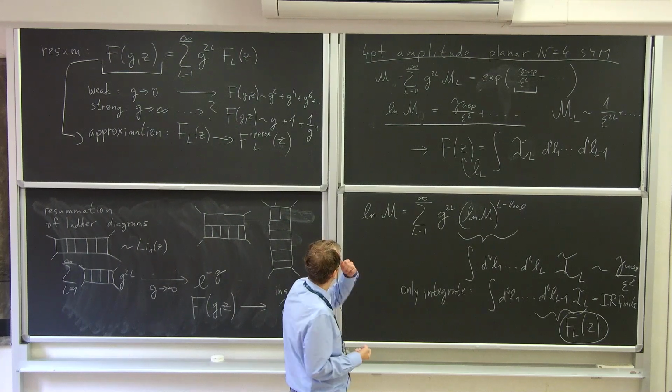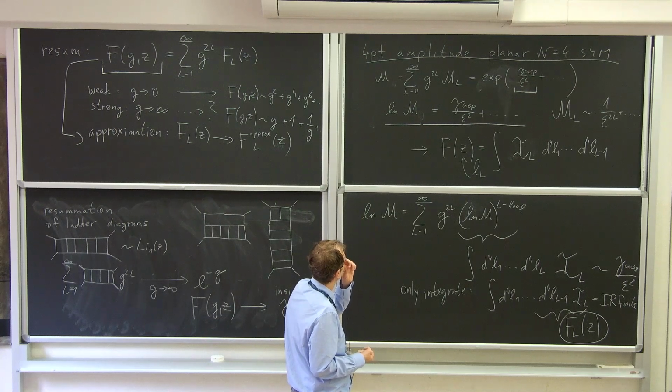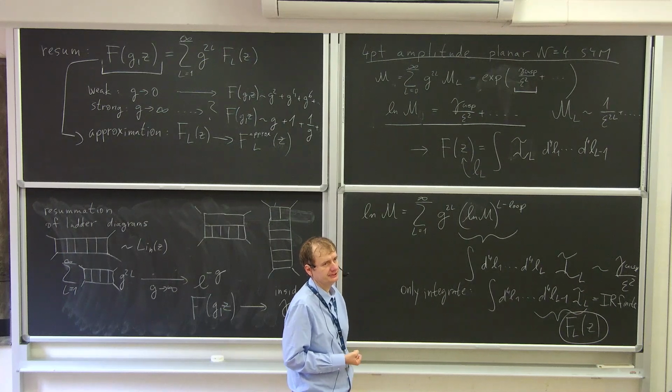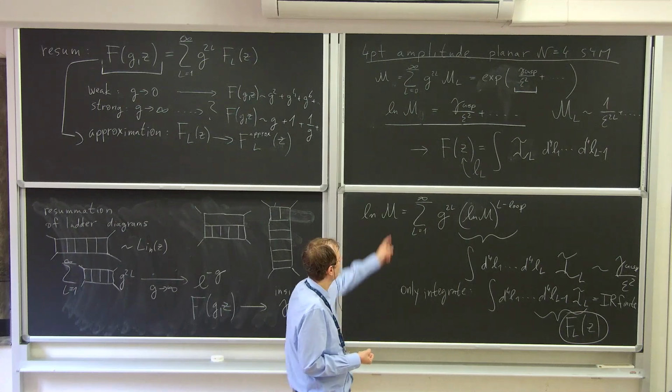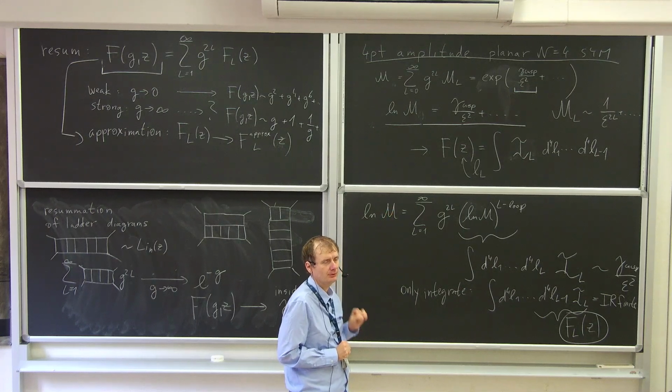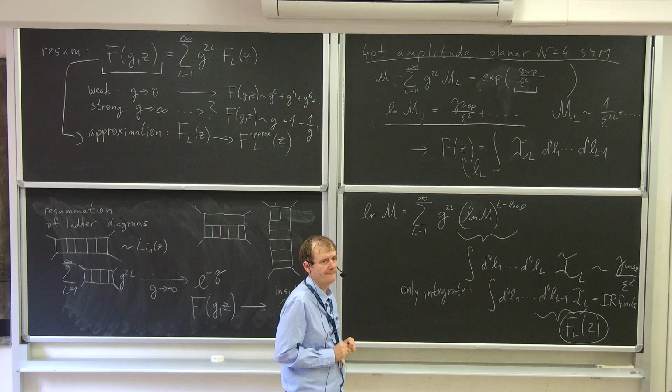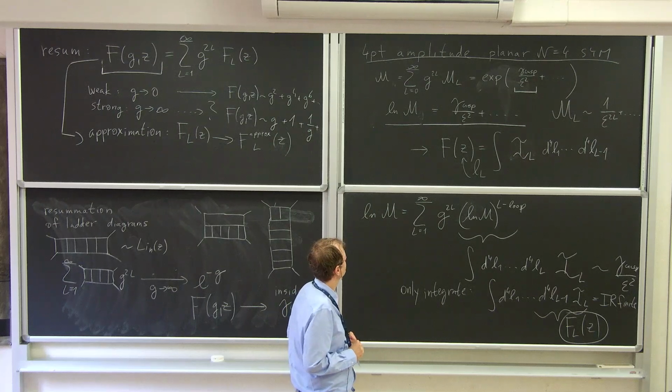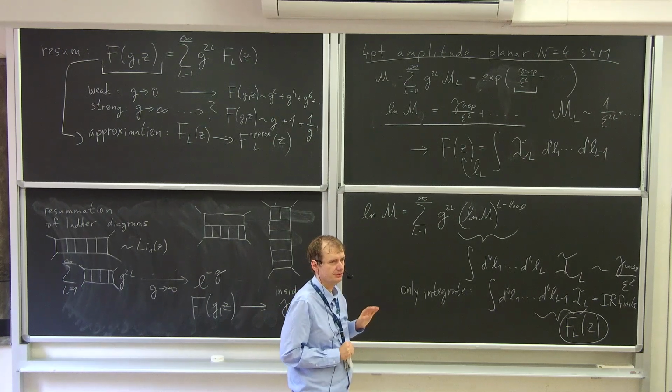Well, yeah, but the log m itself is not dual conformal invariant because it has divergences. So it's a function of more variables. But our function FZ is dual conformal invariant. So it will only depend on one cross ratio. So FZ will depend only on z. I will explain.